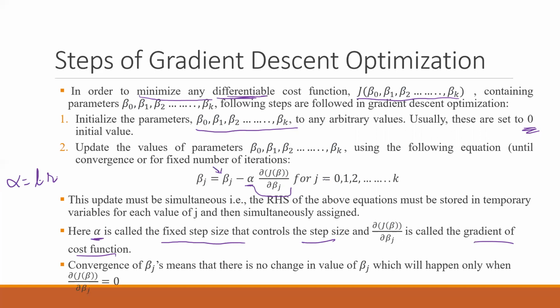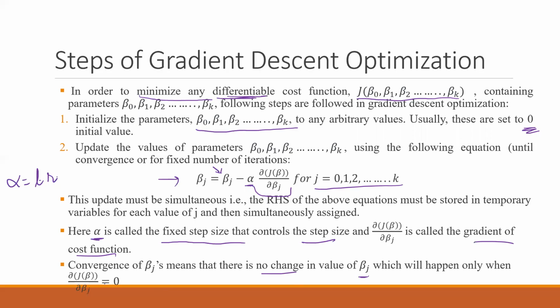And we have to move from j equal to 0 to k every time. So this update must be simultaneous. When we are updating these values, we have to do it simultaneously for all the k values, beta naught, beta 1, beta 2. All of them have to be handled simultaneously, and this equation will be implemented for that.